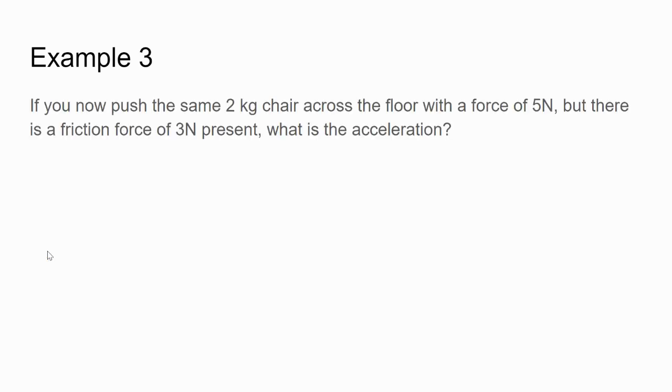Now, what if we took this same problem, but instead we now added friction? So if we now push the same 2-kilogram chair across the floor with a force of 5 newtons, but there is a friction force of 3 newtons present, what is the acceleration? So again, let's write down our givens. I have the same mass of the chair as 2 kilograms. My applied force is 5 newtons, and now I have a friction force of 3 newtons that's opposing the motion of the chair. And again, we want to know what the acceleration is.